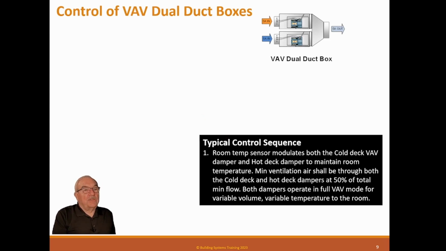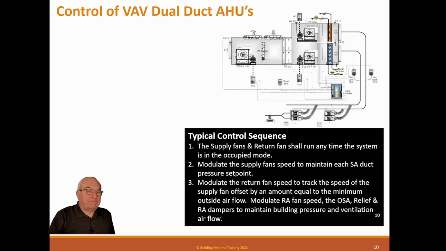The room temperature sensor modulates both the cold deck VAV damper and the hot deck damper to maintain room temperature. Minimum ventilation air should be through both the cold deck and the hot deck dampers at 50% of total minimum flow. Both dampers operate in full VAV mode for variable volume, variable temperature to the room.